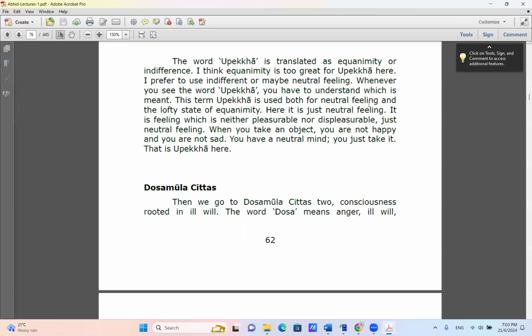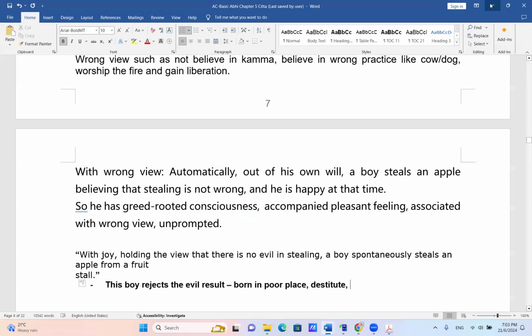Okay, I think that's all from these two books. But we can think about ourselves, right? So the main thing is that he rejects, especially in terms of karma. If somebody rejects karma, then of course they are not afraid of bad karma, bad results.